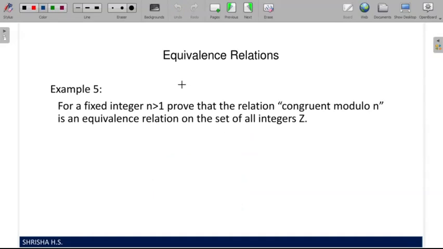Example 5. For a fixed integer n which is greater than 1, prove that the relation congruent modulo n is an equivalence relation on the set of integers. The easy one. So suppose a, b, because it's an integers, a, b belongs to Z. So take a is congruent to b modulo n.